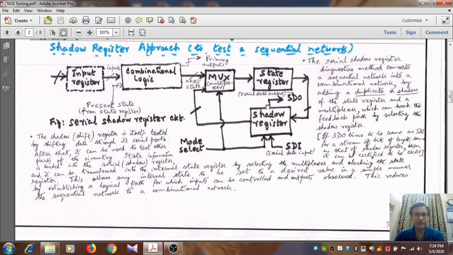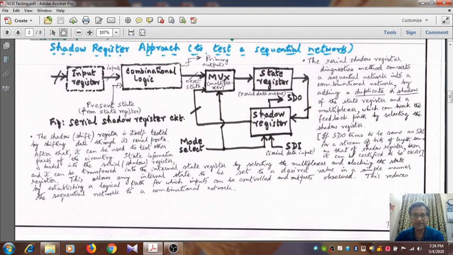So if you feed in the data from the shadow register, then the combinational logic gets a particular state value, and depending on the primary inputs, it should produce the proper next state variables. So whether the next state variable is proper or not, you can test. First, you should test the shadow register itself. This multiplexer breaks the feedback path by selecting the shadow register. So that means the state register's output is normally fed to the combinational logic, but if you switch the multiplexer, this path is broken.